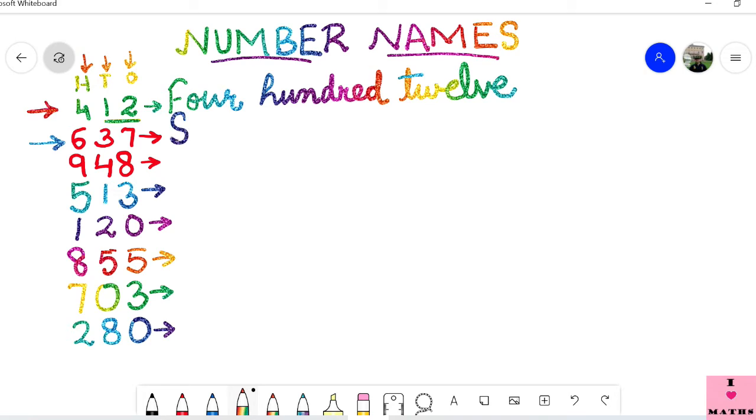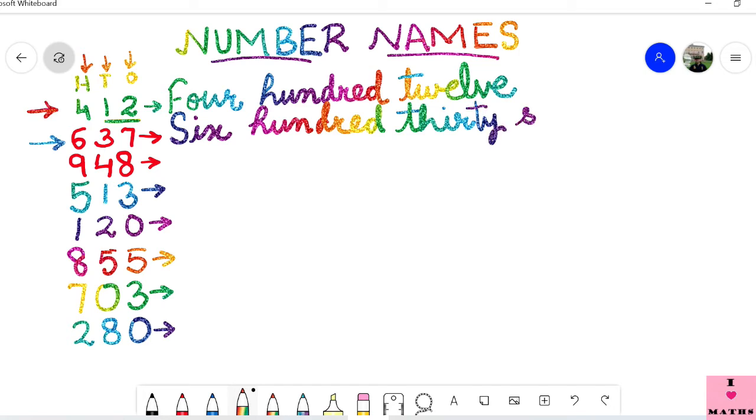Okay, next number is 637. SIX, 6, HUNDRED, 100. 630. It is not 3T, it is 30. THIR, TY, 30. SEVEN, 7.